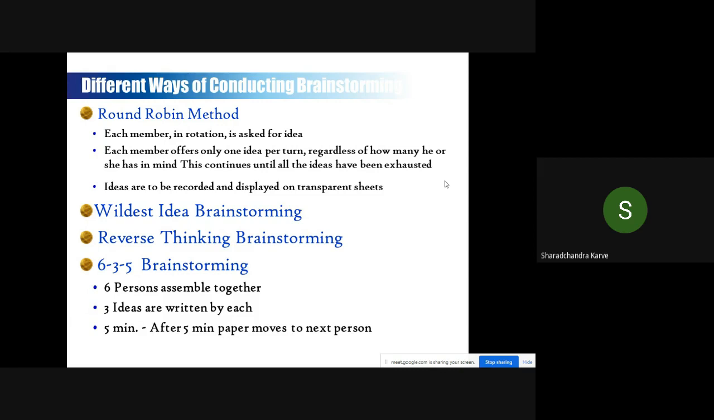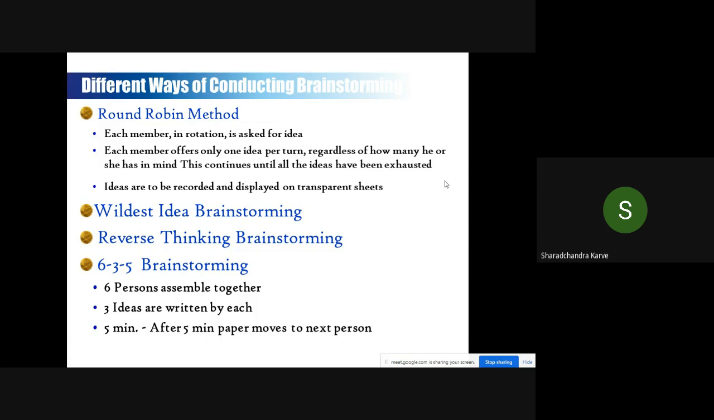So what is this 6-3-5 brainstorming? Because you are not spelling out or speaking any idea, you are writing ideas. The 6 persons assembled together, 3 ideas are written by each one, and then it moves to the next person, and the next person will read those 3 earlier ideas on that paper and either build on that idea or write down a fresh idea. Like that, each and every person will move through all of the papers and write down the ideas which are not already written on that paper. So many times this becomes very effective.